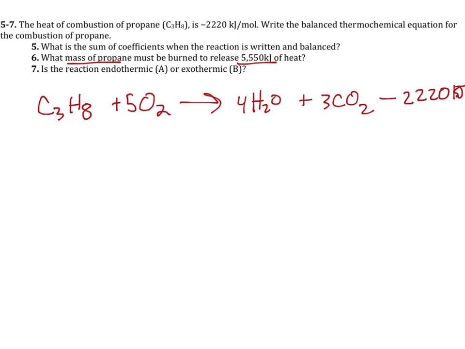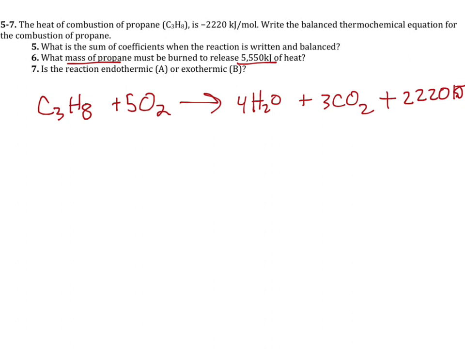So even though this is a negative, when we write a thermochemical equation, we do not say negative 2220. Instead, we say plus 2220. All this negative does here is tell us if it's in the product side or reactant side, but we still say plus that many kilojoules are being released. So make sure that you don't make that mistake.